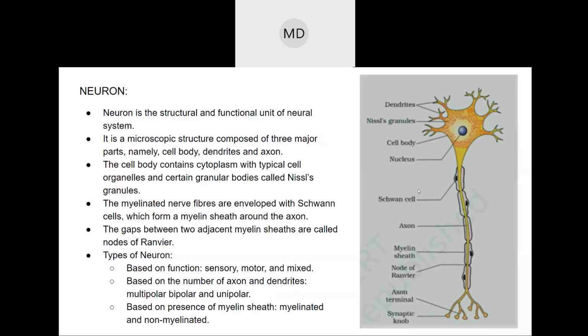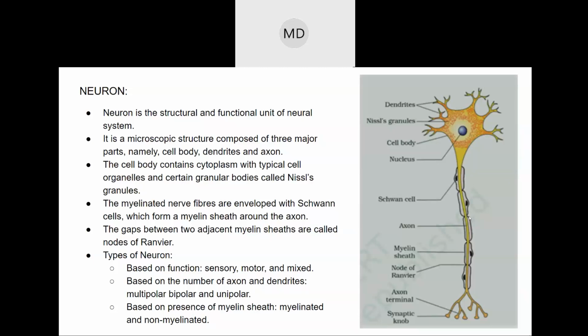And the myelin sheath is formed by the Schwann cells. The Schwann cells are responsible for the formation of the myelin sheath. So if it is asked where the myelin sheaths come from, you have to write from the Schwann cells. The Schwann cells form myelin sheaths. These are the Schwann cells and these are the myelin sheaths that cover the axon.